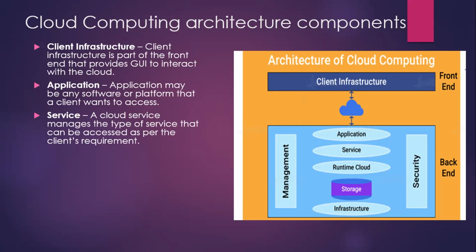All right. So the GUI is where you interact with the backend of the cloud computing platform. That's the client infrastructure. So your AWS Management Console is the customer side. That is the end from where we are able to interact with everything at the back end of the AWS platform, which we are not seeing, only AWS programmers, developers, and DevOps guys. Application may be any server or platform that a client wants to access.